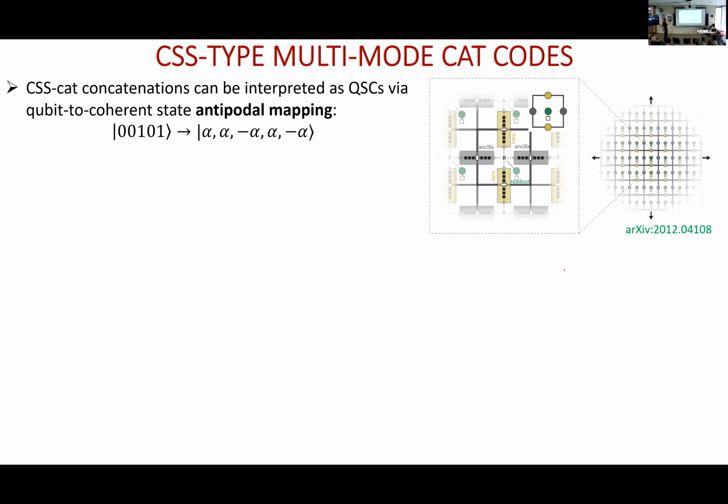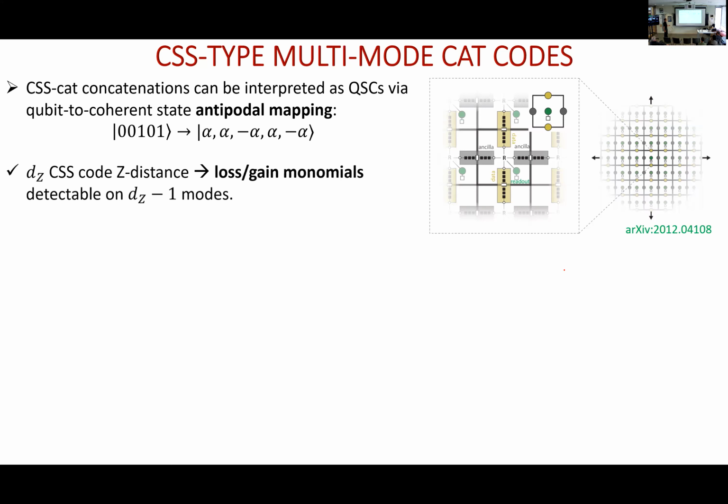I guess I didn't really get into this, but from our perspective, the code can be interpreted as follows. Each physical qubit basis state is labeled by a binary string, right? Each qubit is either 0 or 1. And what happens when you combine with cat codes is that you map this binary string to a vector via this antipodal mapping. 0 goes to alpha and 1 goes to minus alpha. And you can do this antipodal mapping to any CSS code.